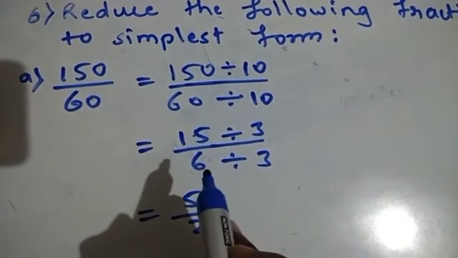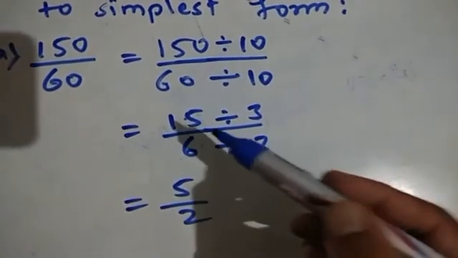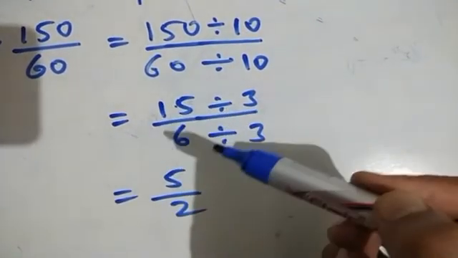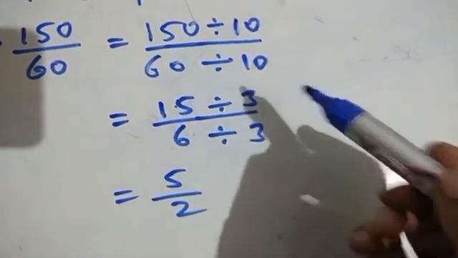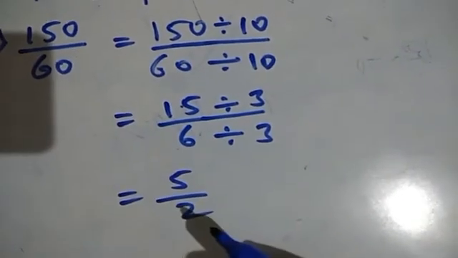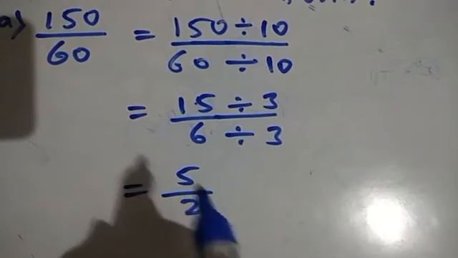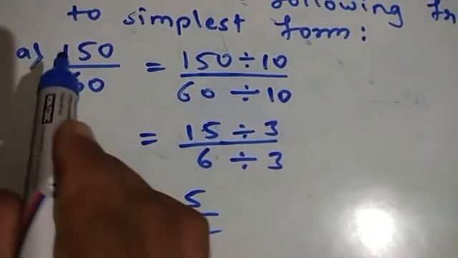Now here again we can see this 15 and 6, we can divide by 3 also. Therefore 15 and 6 I will divide by 3 separately. Therefore 5 upon 2 I will get here. And 5 upon 2 has no common factor. Therefore 5 upon 2 is the lowest form of 150 upon 60.